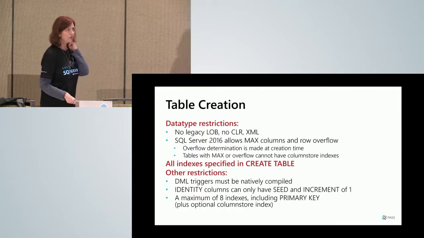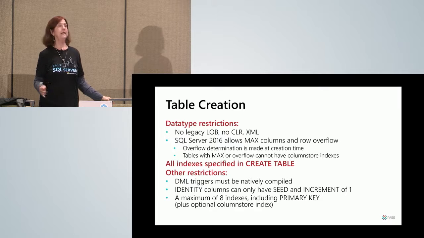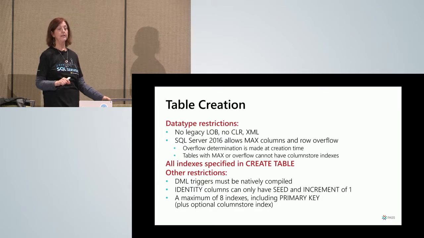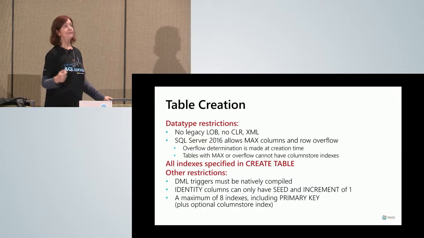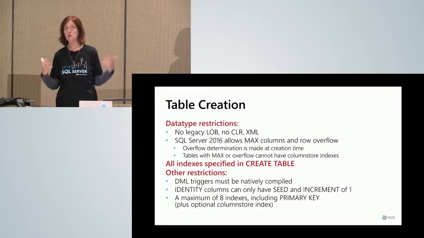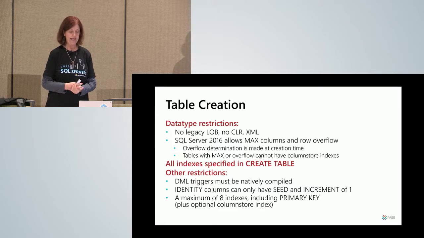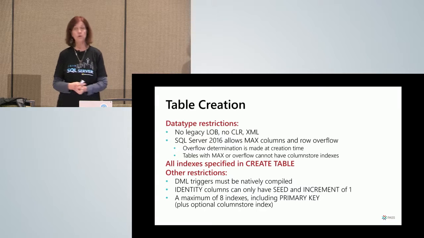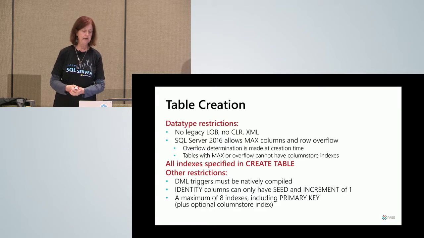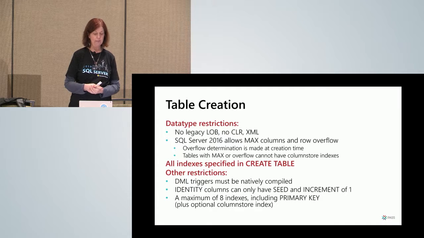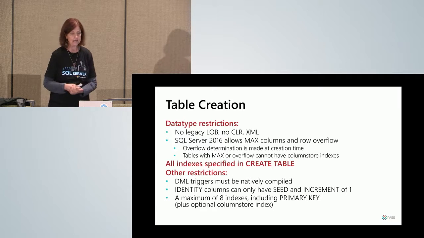So table creation looks almost like creating any other table. There are very few restrictions on what can go in the table. You can't have the legacy large object types, which means text, image, or ntext. You can't have a CLR or an XML type, but you can use the max types. Those are the current large object types. Those are possible in a table to be stored in memory. And that's one of the changes in 2016.